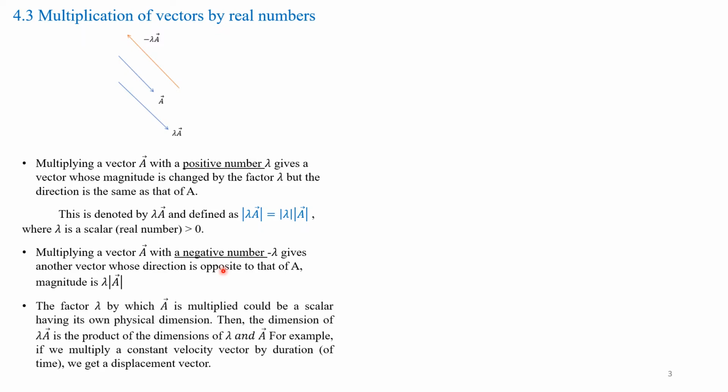The factor lambda by which A is multiplied could be a scalar having its physical dimensions. In such a case, the dimensions of lambda A is the product of dimensions of lambda and dimensions of vector A. For example, if we multiply a constant velocity vector by duration of time, we get a displacement vector. This is applied in physics.